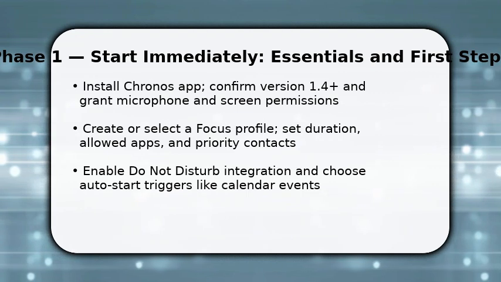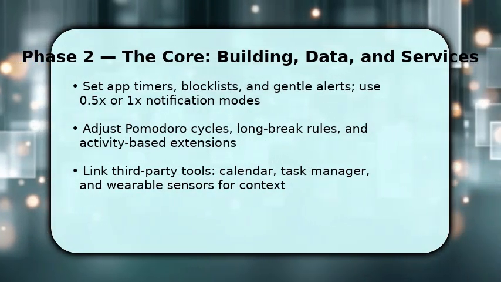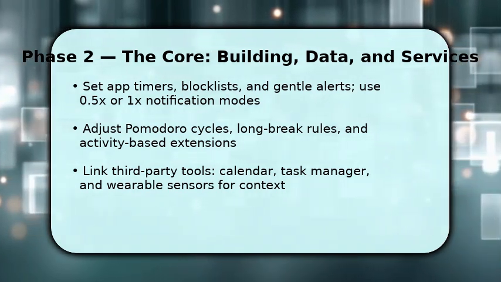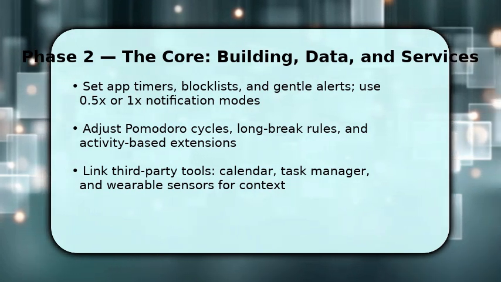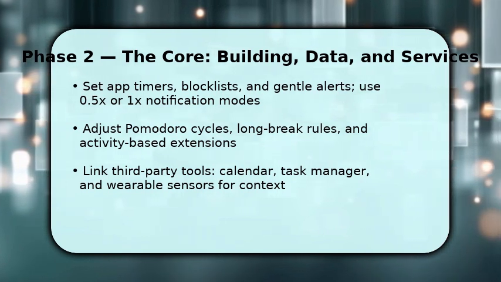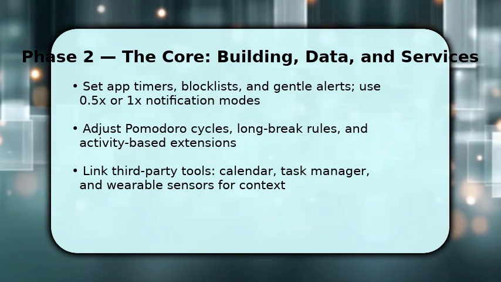Once your profile exists, dig into deep controls to shape behavior. You should set app timers and block lists and choose gentle alert modes, 0.5x for quieter nudges or 1x for full prompts, so interruptions match your tolerance. Then adjust Pomodoro cycles and long break rules and enable activity-based extensions when you need extra focus time.